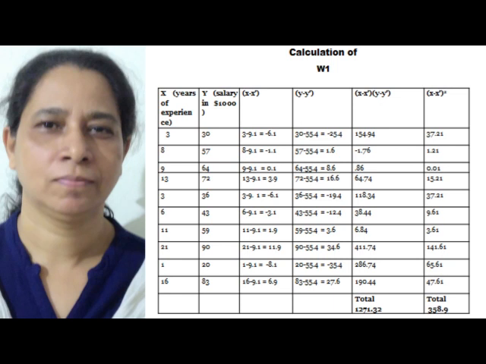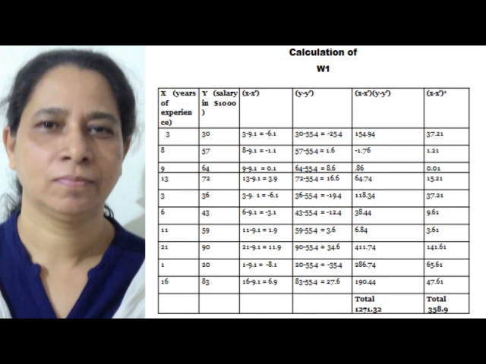Now in the fifth column we are computing the product of x minus x dash into y minus y dash for each tuple. So for the first tuple, it is the product of minus 6.1 into minus 25.4, which is equal to 154.94. And for the second tuple, it is minus 1.1 into 1.6, which is equal to minus 1.76, and so on. Finally, we are taking the sum of all these tuples, which is equal to 1271.32.